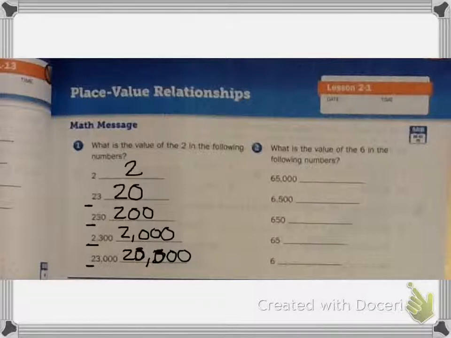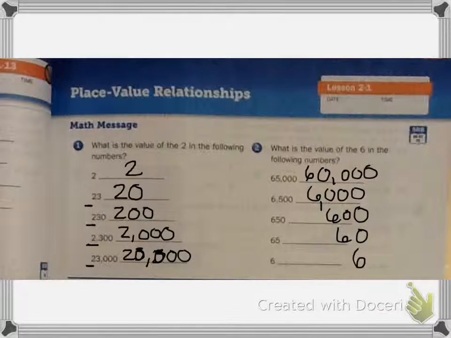For number 1, it moves 1 place to the left in each number. That's how the 2 moves. Now, if we look at the 6, I have 60. You should have 60,000, 6,000, 600, 60, and 6. So, for 2, like I said, the value moves 1 to the left. If we look at 23, its worth is 20 because it is in the tens place. But in 230, it's 200 because it's in the hundreds place.